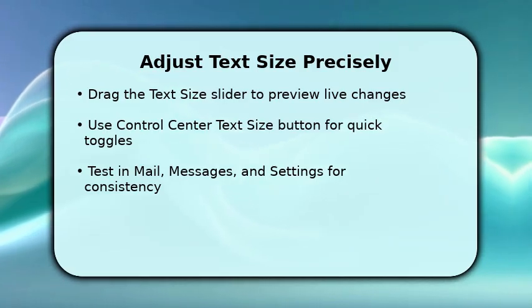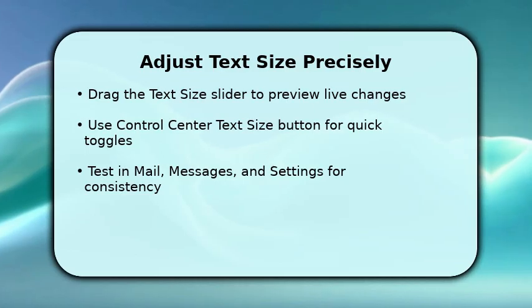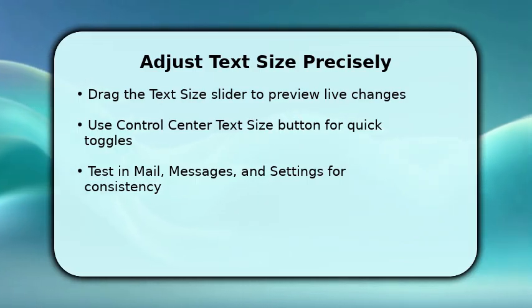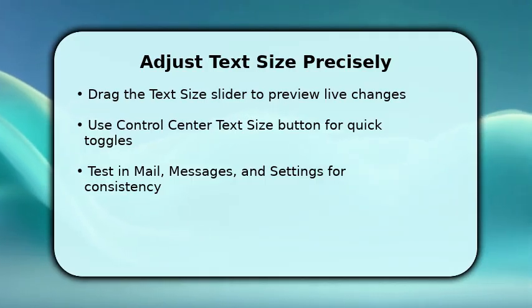If you prefer a shortcut, add the text size control to Control Center and toggle sizes without reopening settings. Remember that some apps ignore dynamic type. Check Mail, Messages, and Notes to confirm results. If an app doesn't change, check its internal font settings.